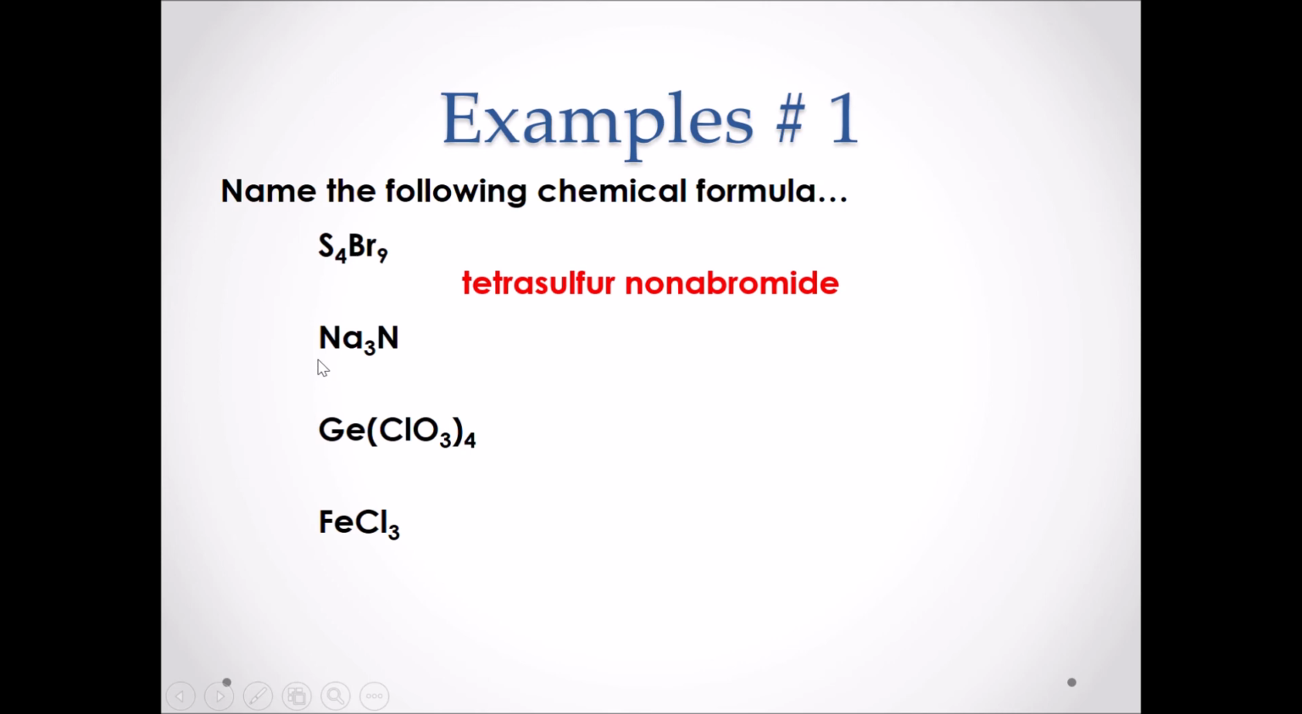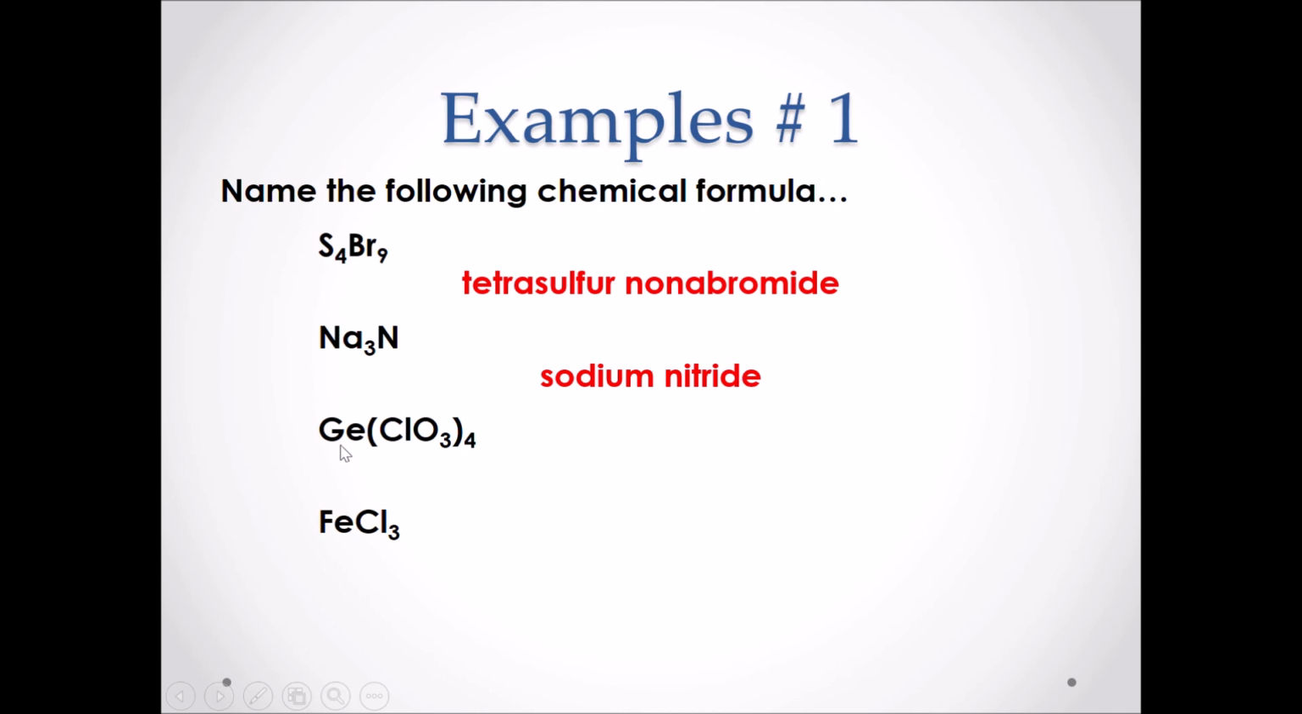Our next example, Na3N. This is an ionic compound because we have a metal plus a nonmetal. Therefore, we do not require prefixes. We are sodium nitride. Again, the ending is IDE.